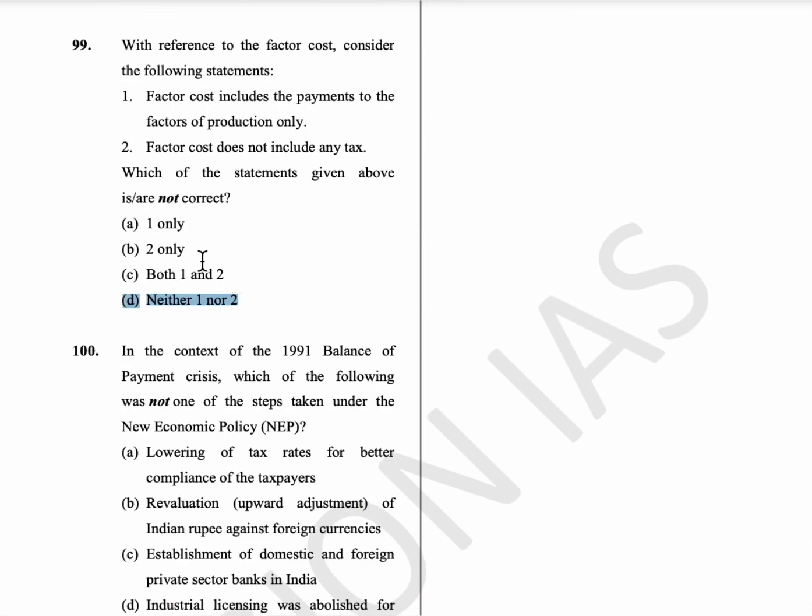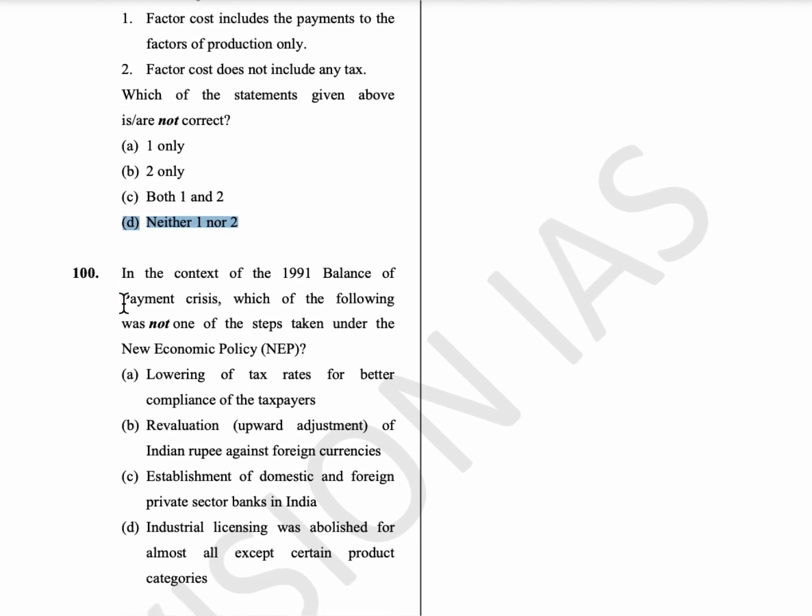99th question, with reference to the factor cost, consider the following statements. First statement is, factor cost includes the payments to the factors of production only. First statement is correct. Second is, factor cost does not include any tax. Second is also correct. So they asked which of the following are not correct. So option D. So here factor cost is a cost of an item of goods and services with various factors that play a part in the production and availability. Okay, so here option D is the correct answer.